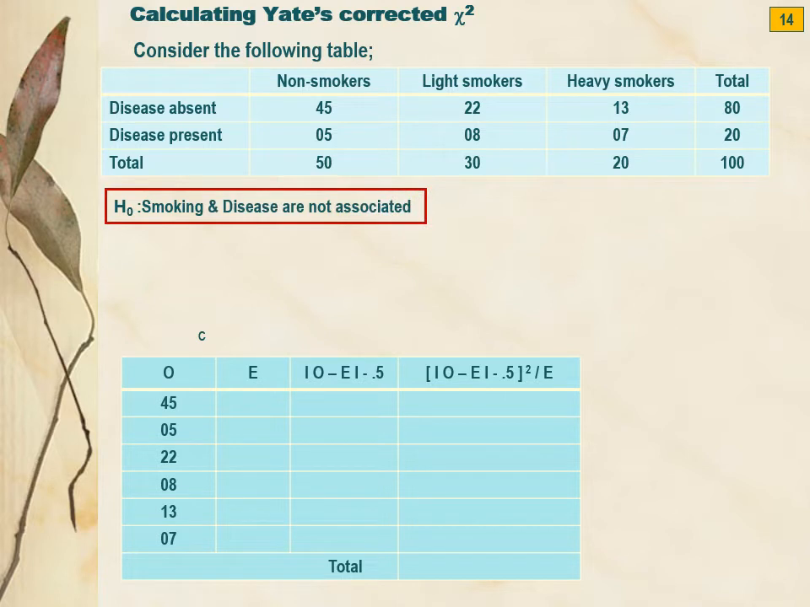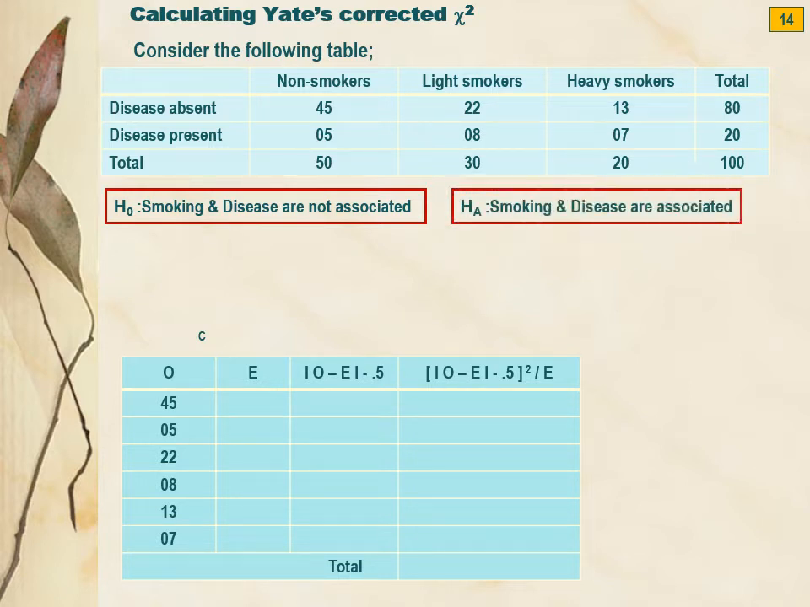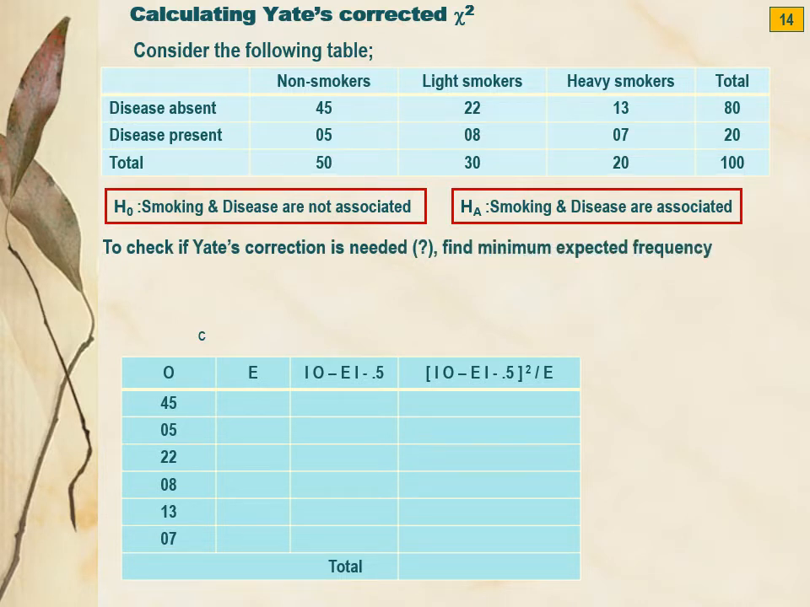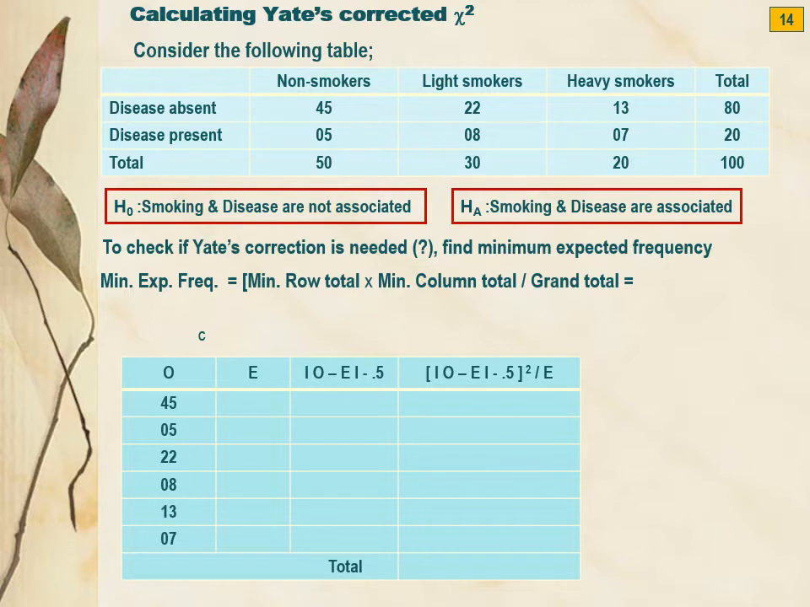Slide number 14. One exercise has been taken here in which the Yates corrected formula shall be applied. You are given a table, smoking and disease. Here your hypothesis as usual, H0, will be no association: disease and smoking are not associated, and the alternate is that they are associated. Now you want to check whether the Yates corrected formula will be applied or not. So you get the minimum expected frequency. If that is less than 5, then you will apply the Yates corrected formula.